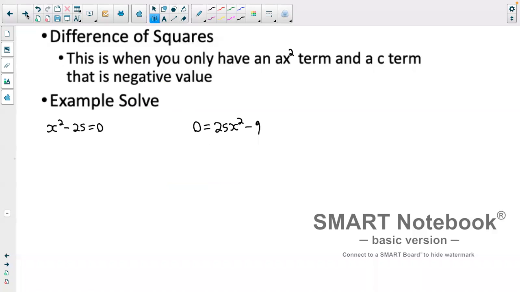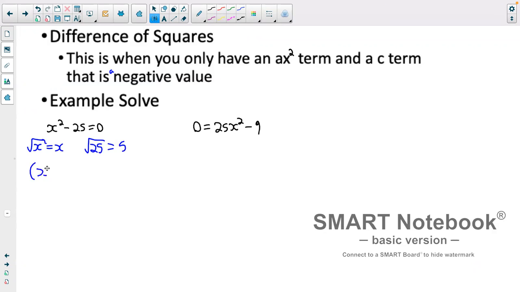Okay, so next we have a difference of squares. This is when you only have an ax squared term and a c term that is a negative value. So for example, solve, we've got x squared minus 25. Now to solve perfect squares, or sorry, differences of squares, it's actually fairly straightforward. We'll just take the square root of x squared, which gives us x, and we'll take the square root of our c value, which in this case is 5.